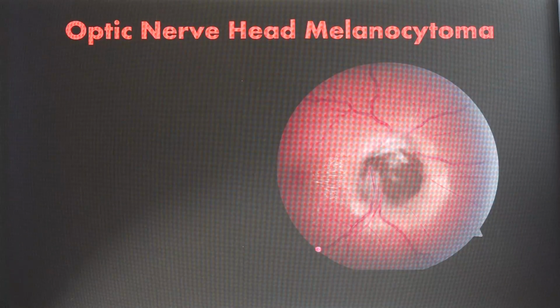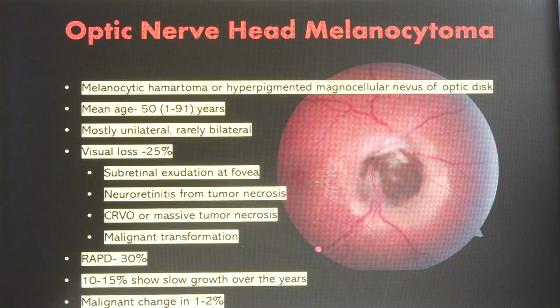Moving on to, I think, one of the last lesions. So this is an optic nerve head melanocytoma. Melanocytoma, or hyperpigmented magnocellular nevus of the optic disc, is the optic nerve head melanocytoma. Many times it gets confused with choroidal melanoma, or not confused, I would say. You need to differentiate it from choroidal melanoma, juxtapapillary choroidal melanoma, because again, the treatment over here is going to be observation.